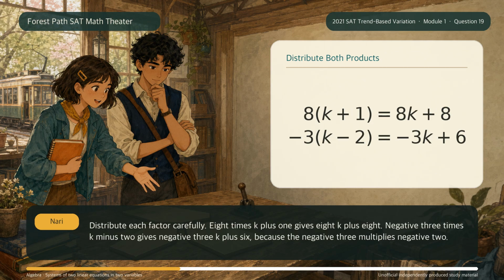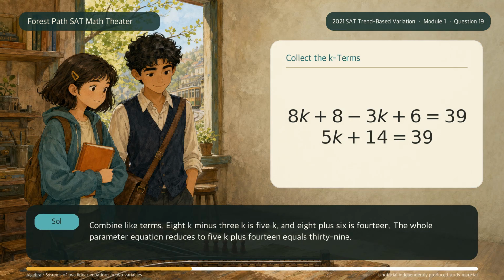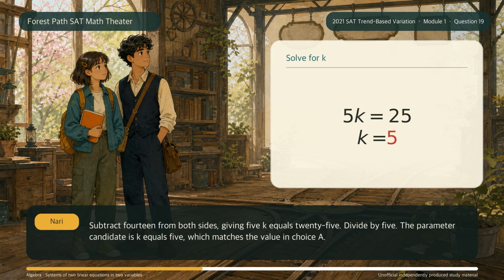Distribute each factor carefully. 8 times k plus 1 gives 8k plus 8. Negative 3 times k minus 2 gives negative 3k plus 6, because the negative 3 multiplies negative 2. Combine like terms. 8k minus 3k is 5k, and 8 plus 6 is 14. The whole parameter equation reduces to 5k plus 14 equals 39. Subtract 14 from both sides, giving 5k equals 25. Divide by 5. The parameter candidate is k equals 5, which matches the value in choice A.